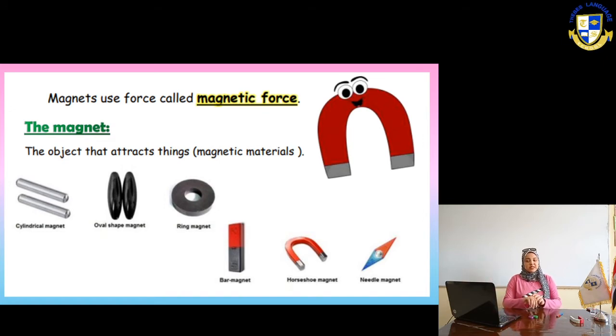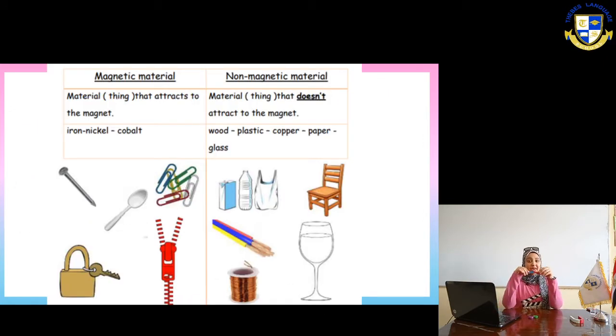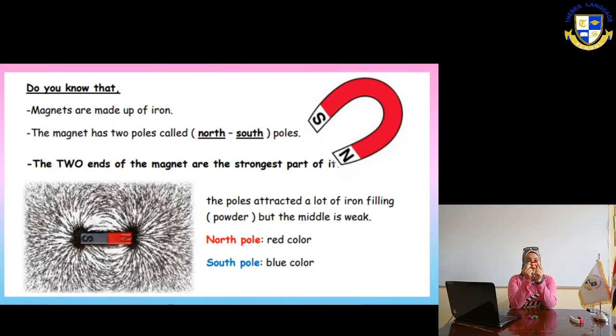Okay, now let's know that these magnets are made of iron itself. So magnets are made of iron and they get attracted to iron too. The magnet has 2 poles. It's called north and south. Any magnet has 2 poles, north and south. The north one has the red color, and the south one has the blue color.